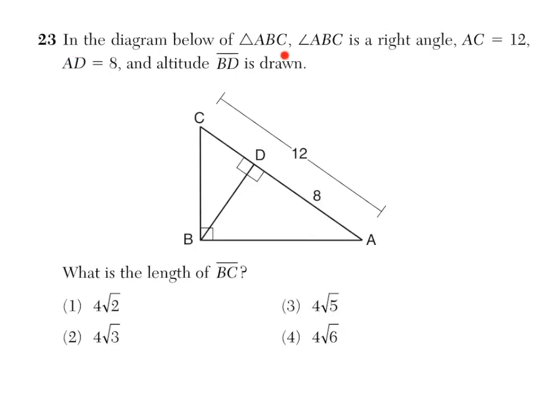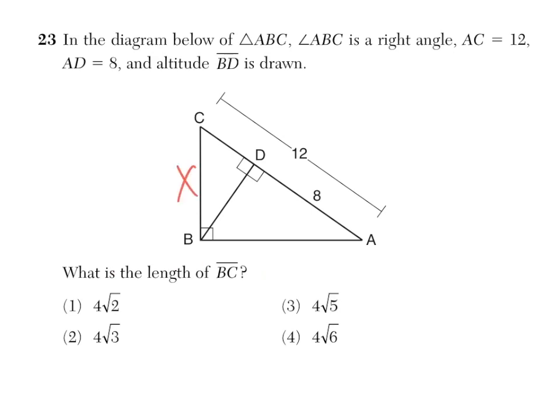Question 23. In the diagram below of triangle ABC, angle ABC is 90 degrees. It's a right angle. I see that AC is 12. I see that AD is 8. And we've got altitude BD drawn. What is the length of BC? So this is our objective right now.